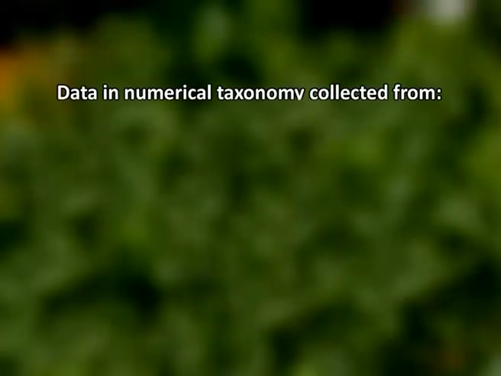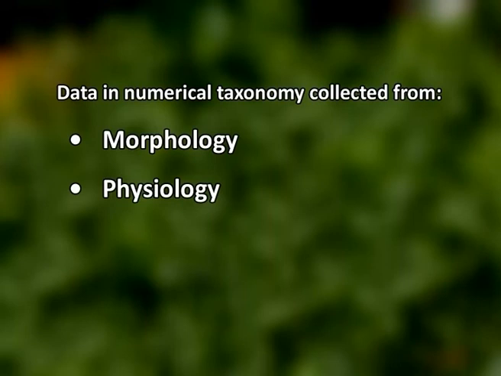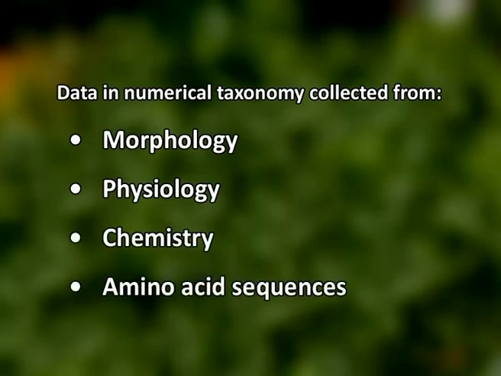It necessitates careful consideration of characters and states in their selection, coding and scaling, so there are no missing pieces of information. The data in numerical taxonomy are collected from more diverse sources such as morphology, physiology, chemistry and amino acid sequences as compared to the conventional taxonomy. Numerical taxonomic work can be done by less skilled taxonomists.